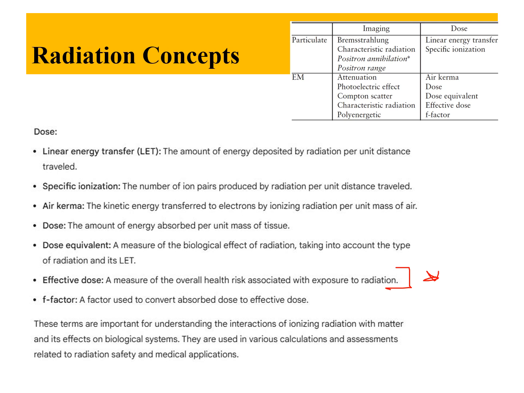These terms are important for understanding the interaction of ionizing radiation with matter and its effect on biological systems, and they are used in various calculations and assessments related to safety and application, right? And we're going to talk about safety. Safety is very important now in X-ray.